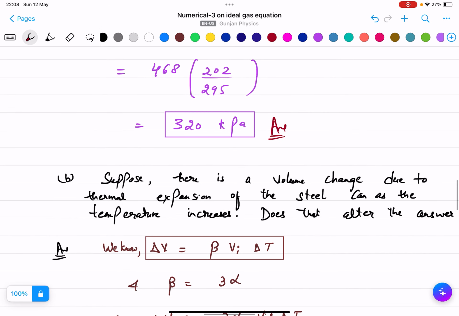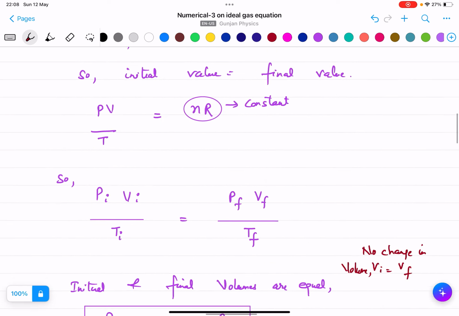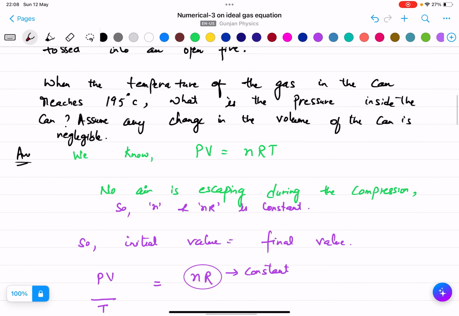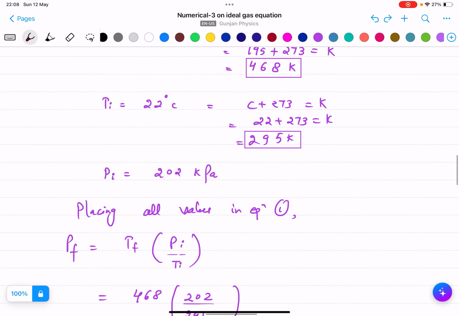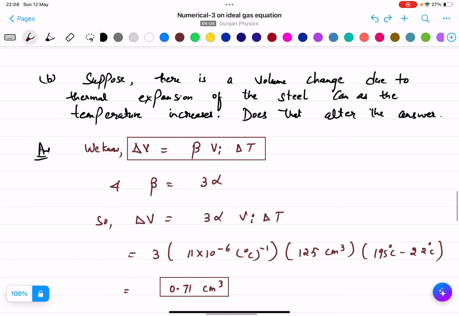Now there is a B part. Suppose there is a volume change due to thermal expansion of the steel can as the temperature increases. Does that alter the answer? Now in the first case it was saying the volume change is negligible, there is no volume change. But now they are saying the volume is changing. Okay. So now tell me, will it alter the answer or will it be the same?